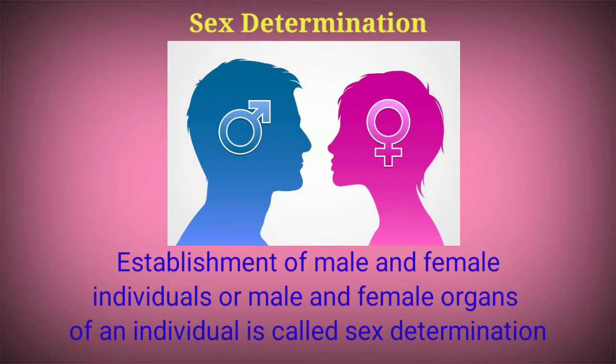Now, because of the expression of these sex chromosomes, which is not the same in two individuals of a particular species, which may be present in the same body or in different bodies, there is establishment of male and female individuals, or male and female organs of an individual, which is called sex determination. Or we can call it the process by which the male and the female gametes, after fusion, produce zygotes, which develop the property of one sex or the other, that is male or female.